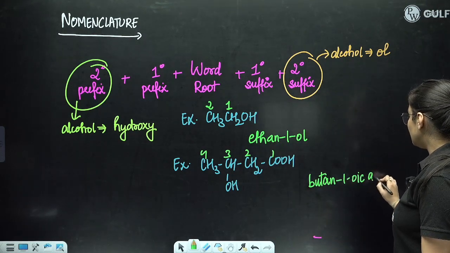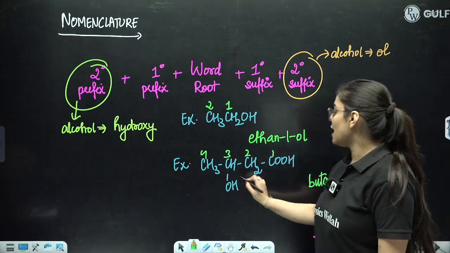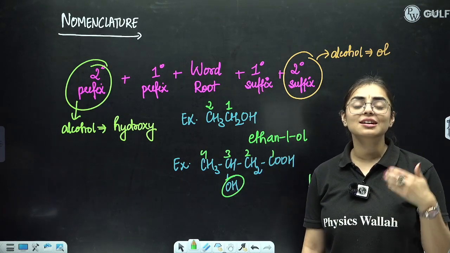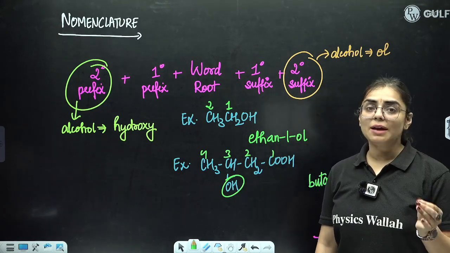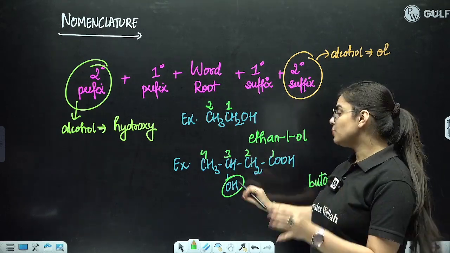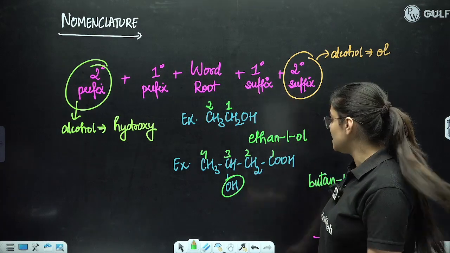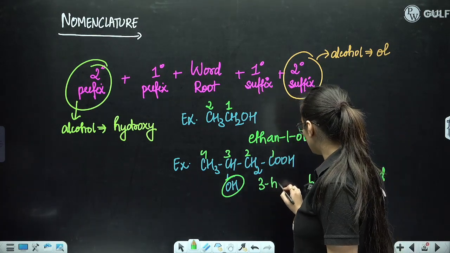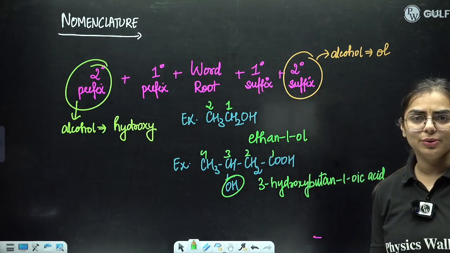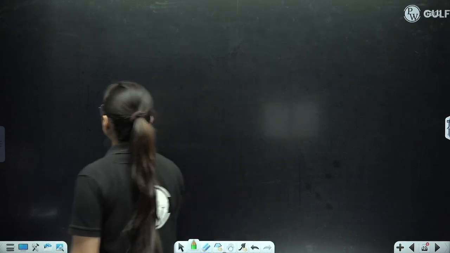I have deleted the e of butane. Why? Because oic acid starts with O, that's why. Now, we have OH, but it is not present in the parent chain. That means it is not included as a secondary suffix. Why? Because it is not the senior most functional group. Carboxylic acid will be the one. So it will be acting as a junior functional group, and for the OH we are going to use hydroxy. So it is going to be 3 hydroxy butane 1 oic acid. I guess now you can clearly do that easily. Yes, everyone. Now let me tell you the nomenclature for ether.